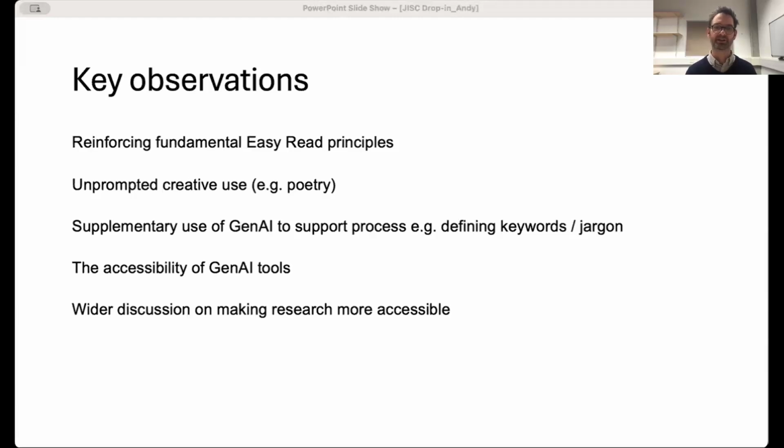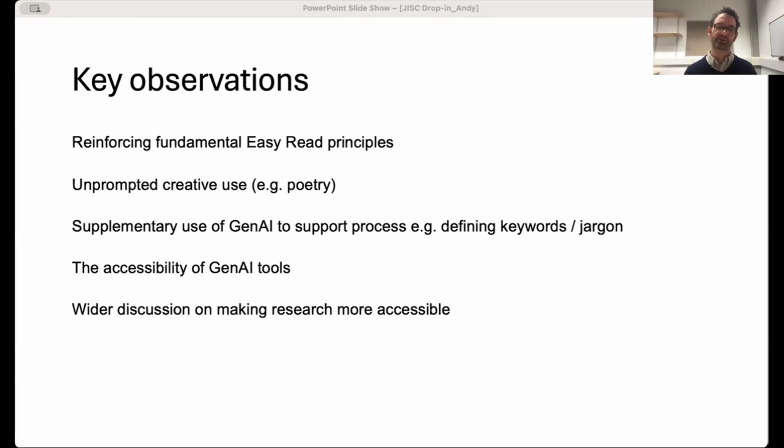We also saw some quite supplementary use of the tools to support the actual process, such as asking the tools to define certain keywords, particularly when we came across jargon and things like that. Now, the accessibility of the tools themselves did become an issue during the workshop. We saw things like text and voice support, customization, read aloud options, those sorts of things did vary considerably across these tools.